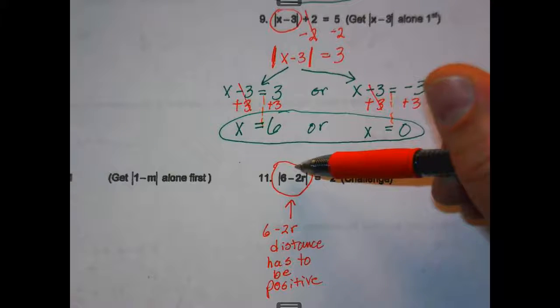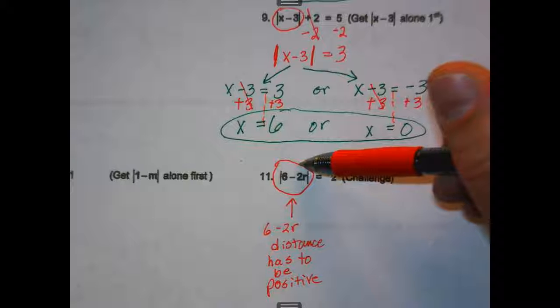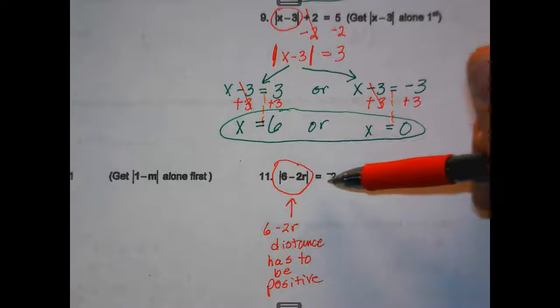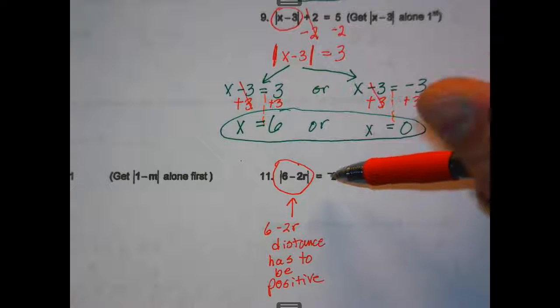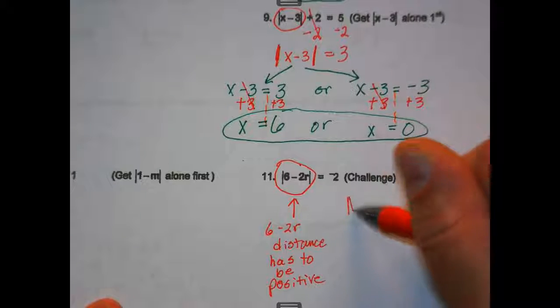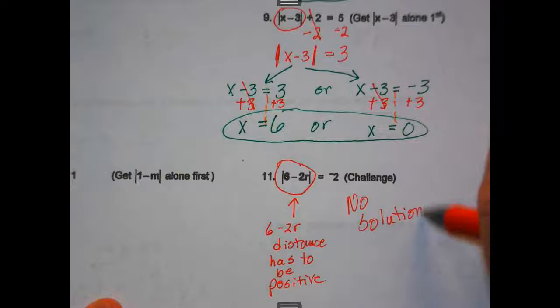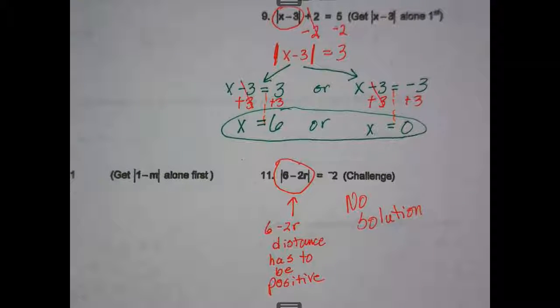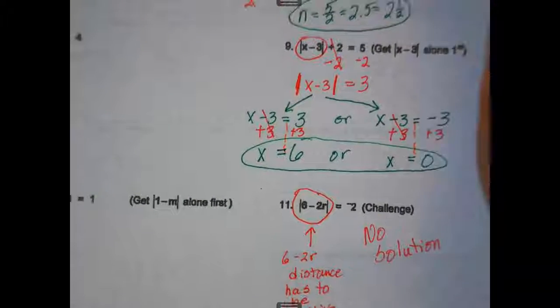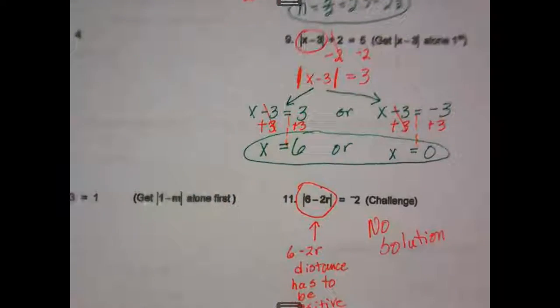When you have the absolute value term by itself and it's equaling a negative number, this is not possible. No solution. So there's no way to solve that? Nope. Notice on the other one, a positive number outside the absolute values.